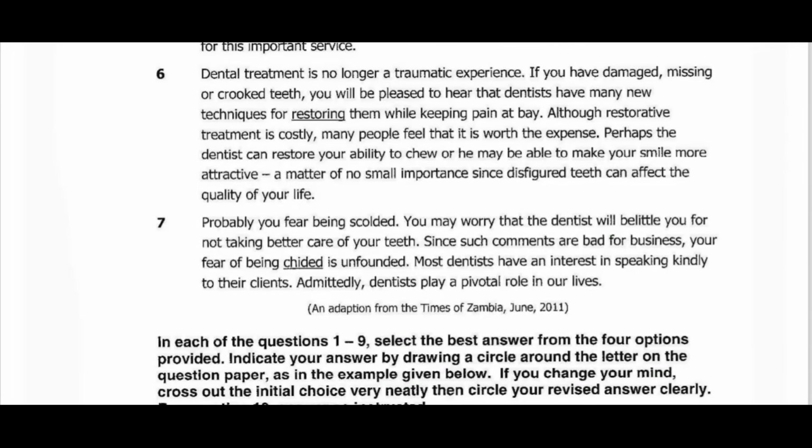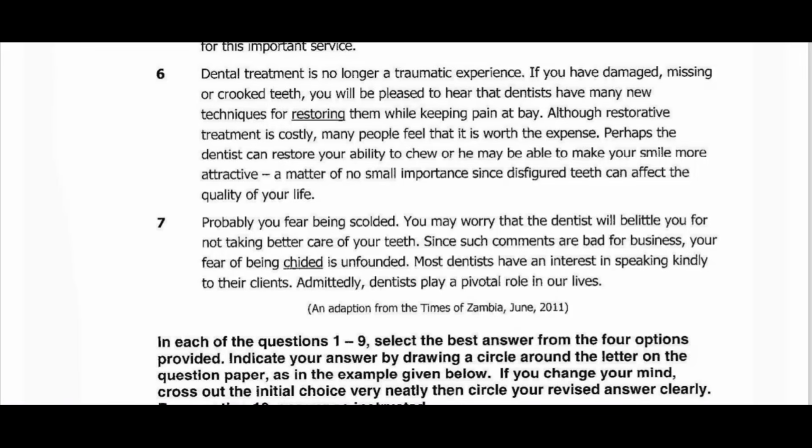Then question 7. Dental treatment is no longer a traumatic experience. If you have damaged, missing or crooked teeth, you will be pleased to hear that dentists have many new techniques for restoring them while keeping the pain at bay. Although restorative treatment is costly, many people feel that it is worth the expense. Perhaps the dentist can restore your ability to chew, or he may be able to make your smile more attractive, a matter of no small importance, since disfigured teeth can affect the quality of your life.